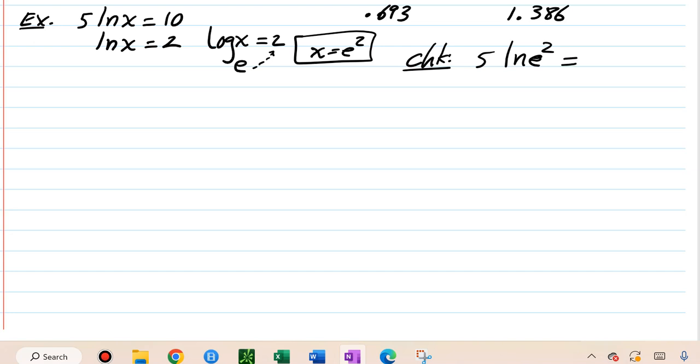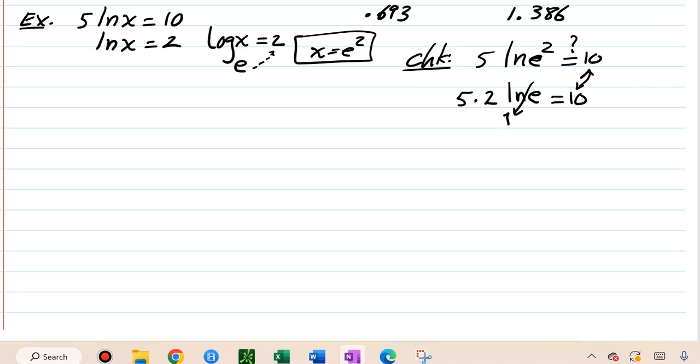5 ln of e squared, would that equal 10? Well, ln of e squared, using properties of log, I can bring the 2 in front of the log, write it as 2 ln of e. ln of e is 1. That was from a previous section. So the left side is 5 times 2. So that's 10, which is equal to the right side, 10. See, 5 times 2, 10 times 1 is 10. Therefore, it checks.